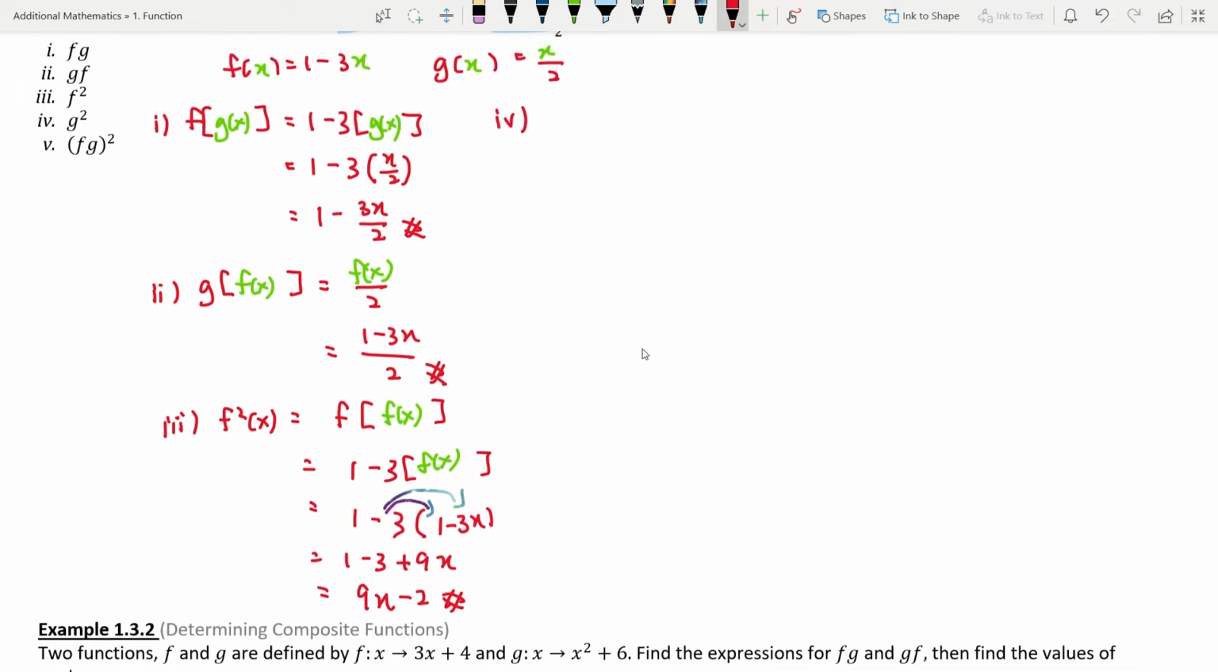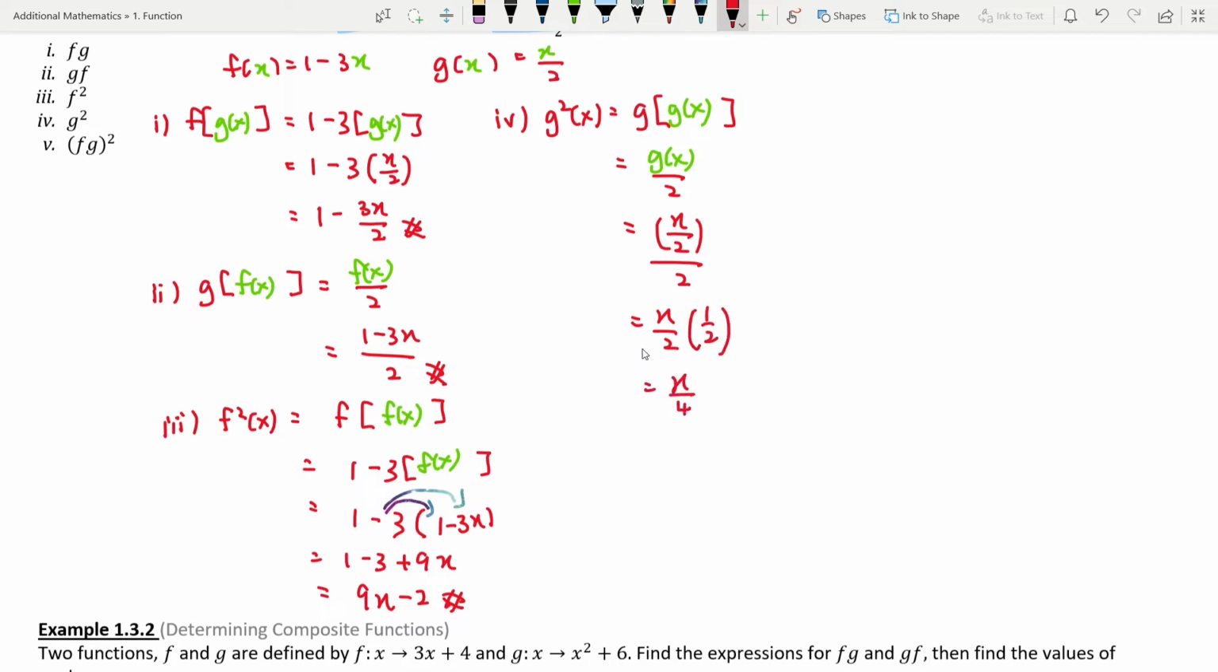And the fourth one, we are asked to find g squared x, which means g into g of x. gx is x over 2. Therefore, ggx will be gx over 2. Substitute the gx, x over 2 over 2, which is x over 2 multiplied with 1 over 2, we get x over 4.